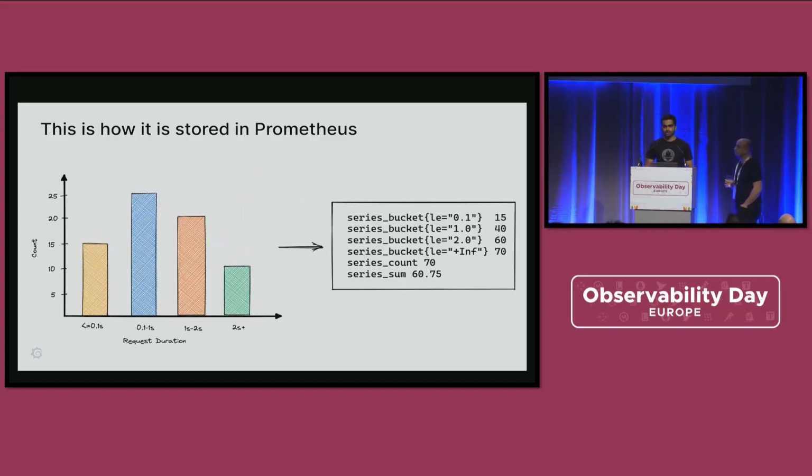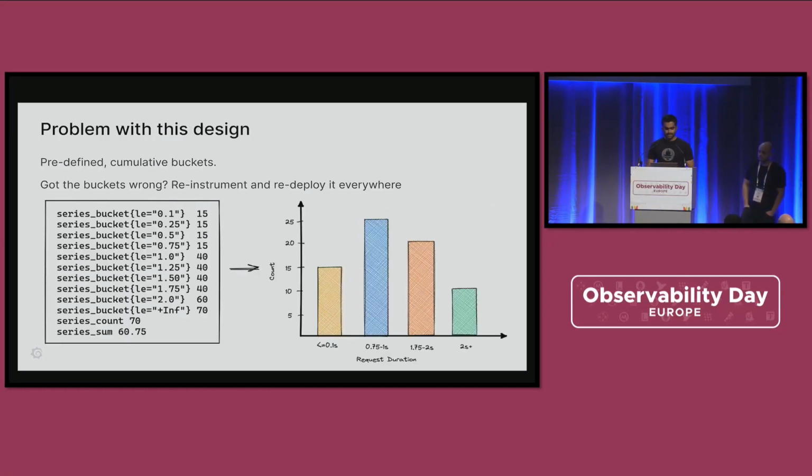As Bjorn mentioned, the classical histograms are quite expensive. Every bucket takes one time series in Prometheus. On the right side, each line is a time series in Prometheus. And in addition to a time series for every bucket, you have a time series for the count, and a time series for the sum of the histogram. So to represent a single histogram, you need a lot of time series. So, there are a few problems with this design.